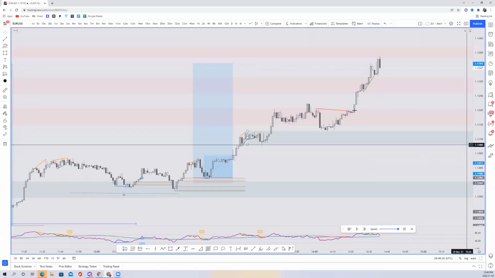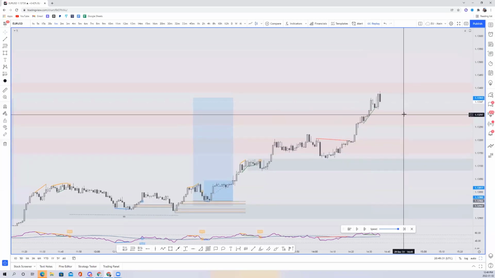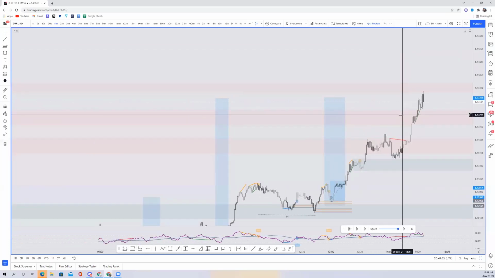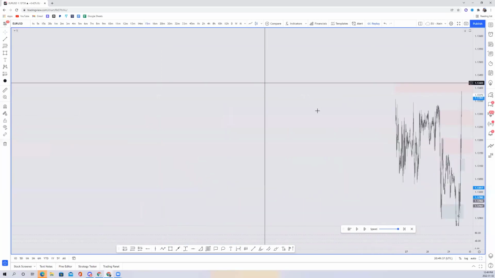So we're obviously getting a hidden divergence showing a continuation up. At this point, you wouldn't be buying, but let's just go to the 15 here.